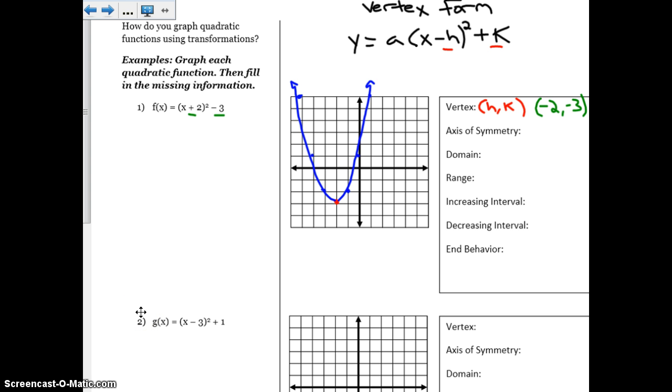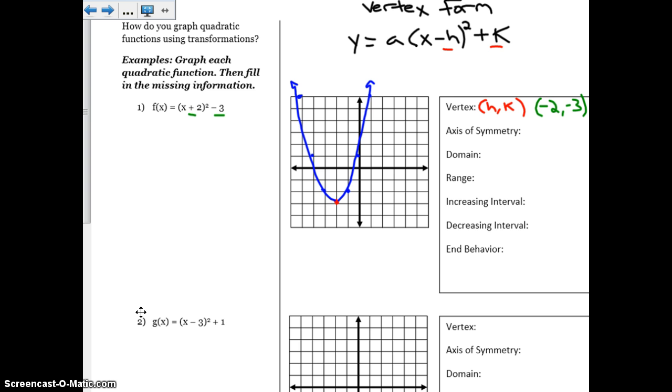All right, so it should look like this. I left the vertex there in red. Ask yourself, is this vertex a maximum or a minimum? If you said minimum, you're correct because it has a low point, right? It goes up forever though. So we'll keep that in mind also when we're talking about some of this other stuff.